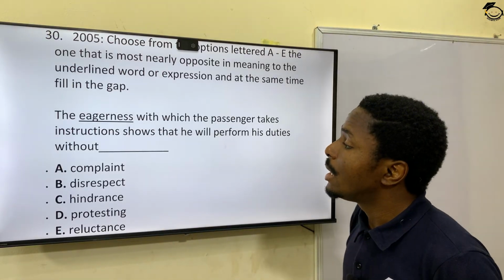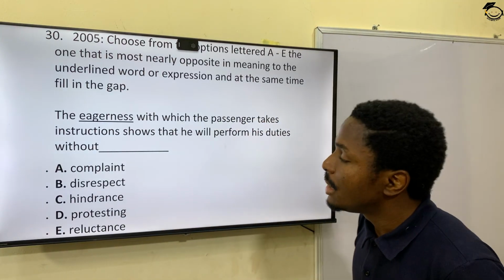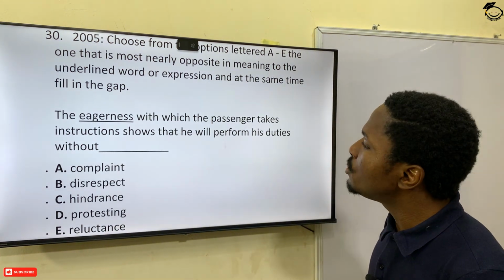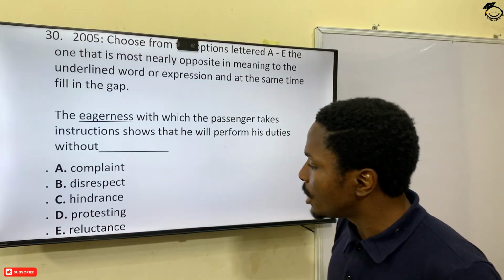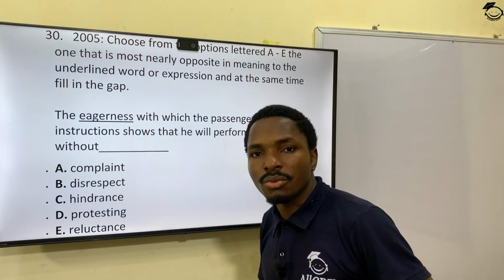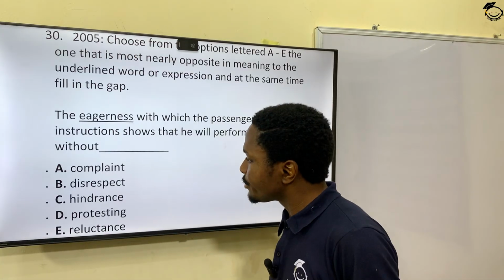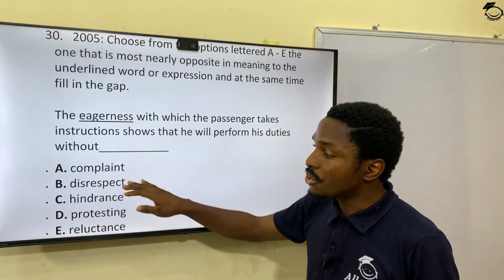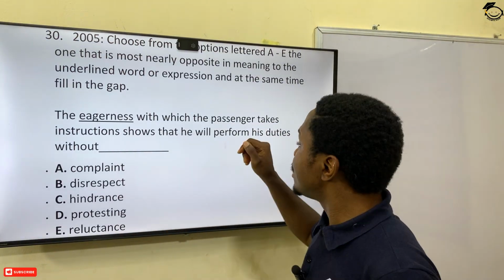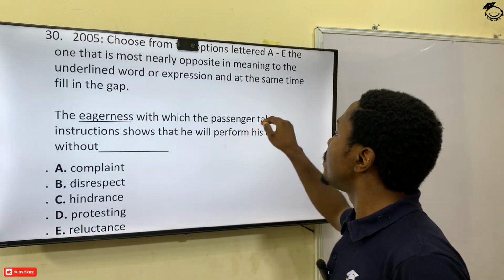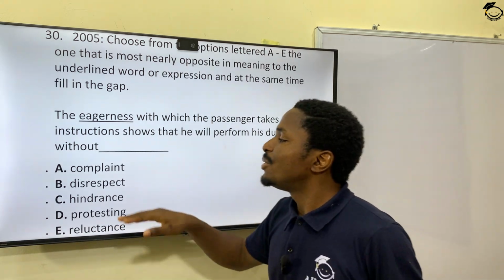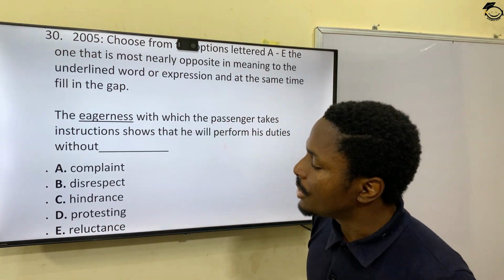Someone who is eager is inquisitive, active, curious. Okay, and so somebody who is not eager, who is not curious, will be what? Who is not willing. Okay, eagerness also will be willing. So somebody who is not willing will be what? Is it complaint? No. Disrespect? No. Hindrance? Protecting? Reluctant. So let's see. Let's put reluctance here. So the eagerness with which the passenger takes instructions shows that he will perform his duties without reluctance. I think that's the right word.